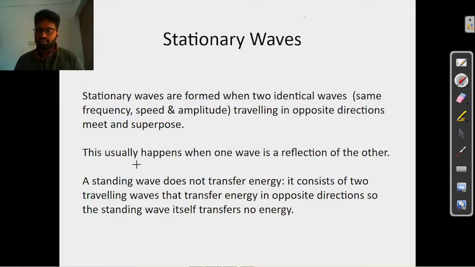A standing wave does not transfer energy. As I have discussed before, a standing wave is nothing but a stationary wave, and it does not transfer energy. It consists of two traveling waves that transfer energy in opposite directions. So the standing wave itself transfers no energy. That doesn't mean that the waves that constitute a stationary wave do not carry energy. They carry energy, but since they carry energy in opposite directions, the resultant energy transferred from one point to another is equal to zero.